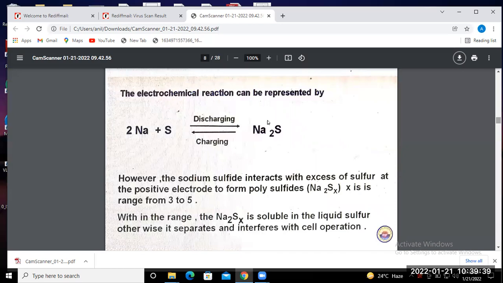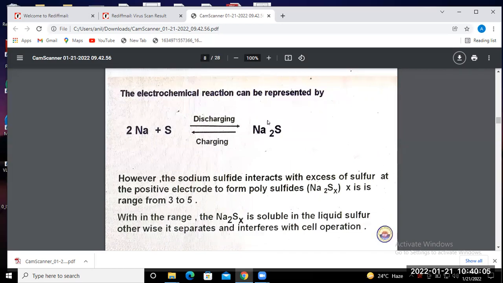So this chemical reaction can be represented something like this. During the discharging, 2Na plus S make Na2S, that means sodium sulfide, and during the charging, this sodium sulfide makes 2Na plus S, that means sodium plus sulfur. Okay, so this is the chemical reaction.